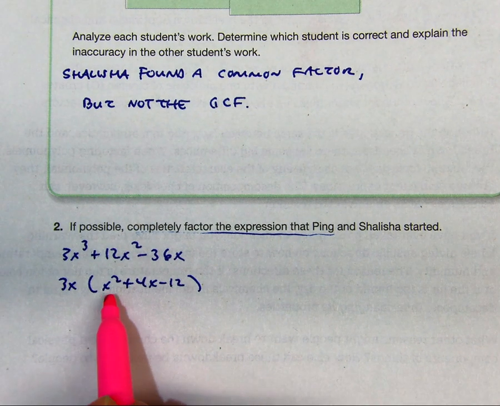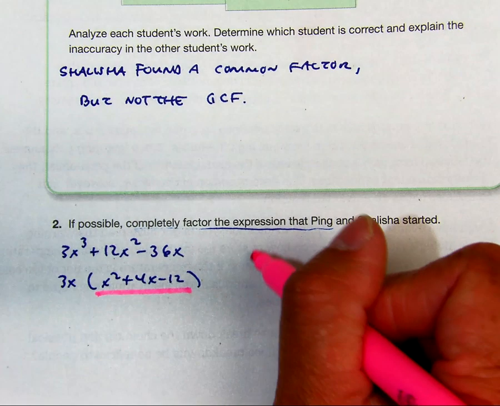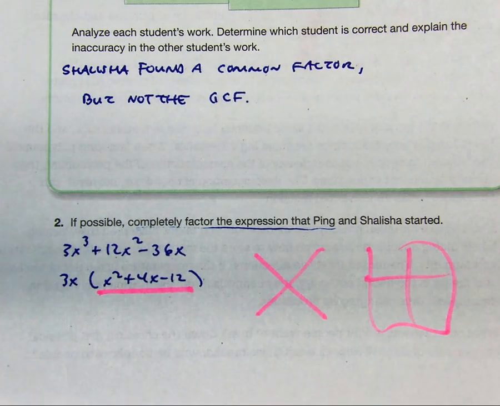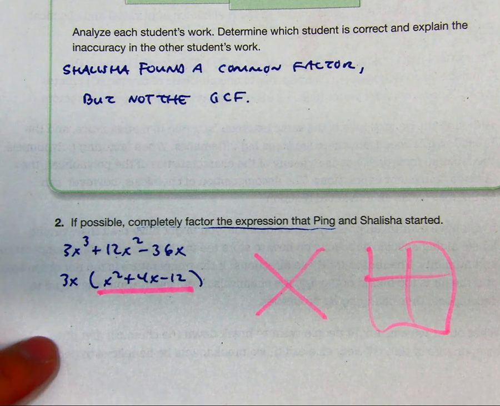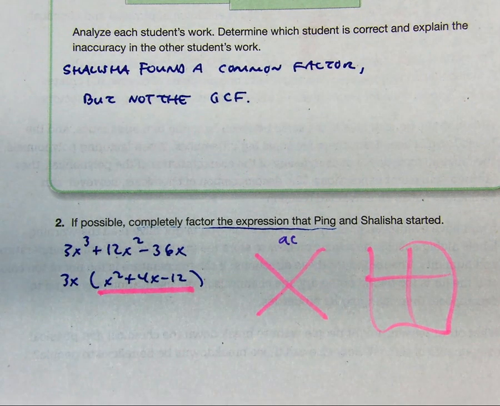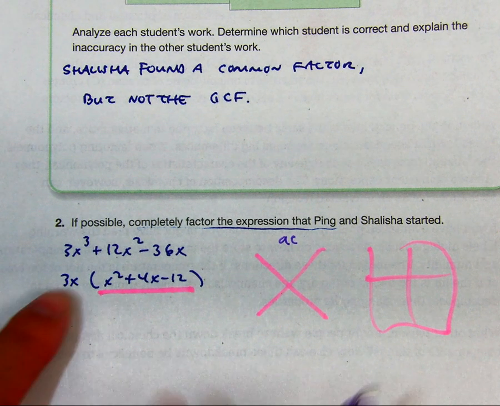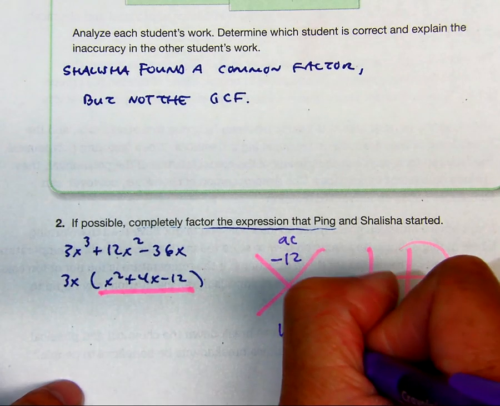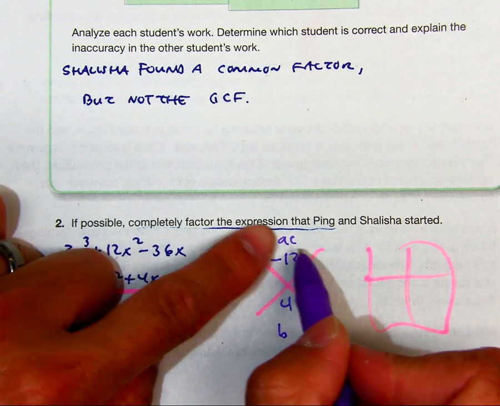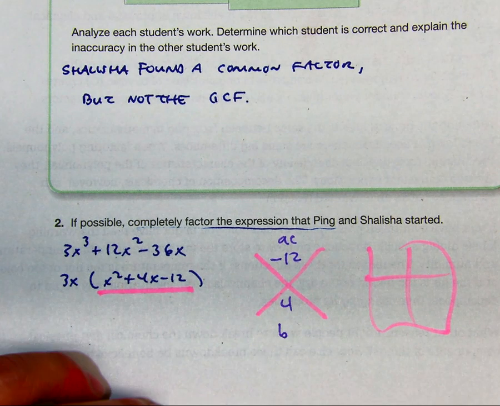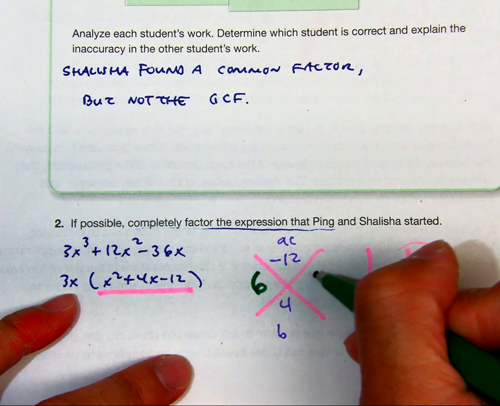Everyone say inside. Inside. We only need to factor what's on the inside. As a review, class, looking on the inside, what I highlighted here in pink, what is A times C? Negative 12. And your B value? Two numbers that multiply to be negative 12, but also add to be 4. Six and negative 2.